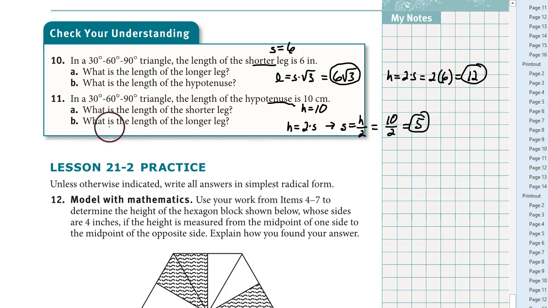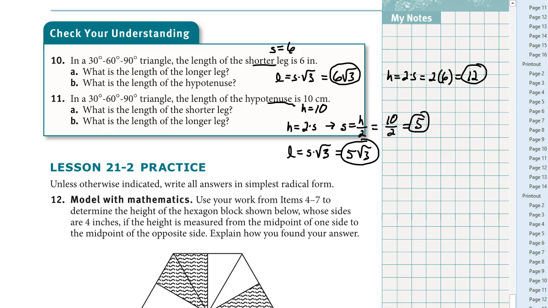Now question B, what's the length of the long leg? So we want a formula that had the letter L in it, which meant long leg. It was L equals the short leg times the square root of 3. What's the short leg? We just figured out it was 5. So put in the 5, and we have the answer.